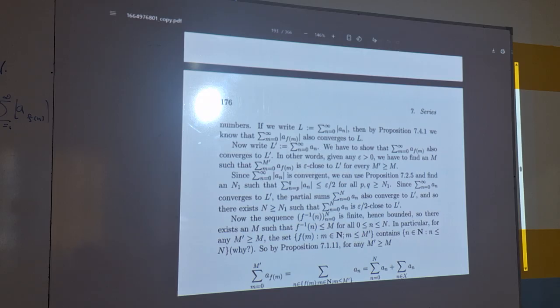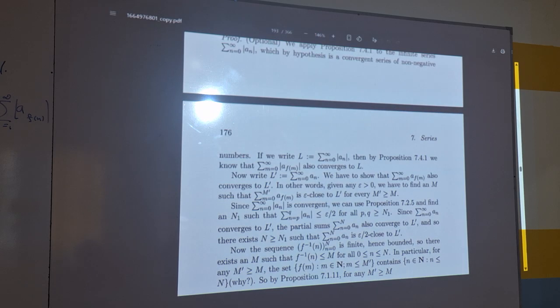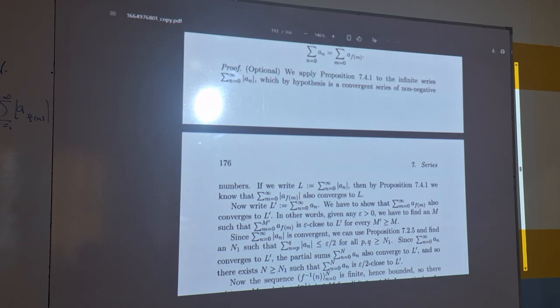Take that part also. Okay. He says L equals the sum over n going 0 to infinity of mod a n, then by proposition 7.41, he is saying what I have said actually on the board. Now write L dash equals the sum over n going 0 to infinity of a n is your L dash. We have to show that the rearrangement a f m is also converges to L dash.